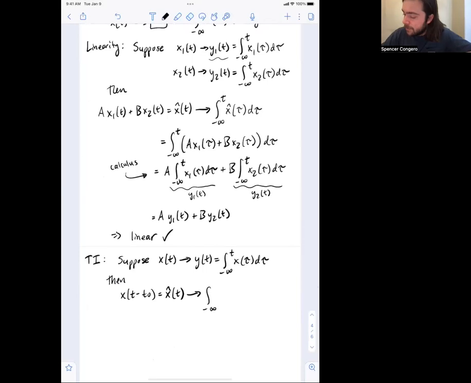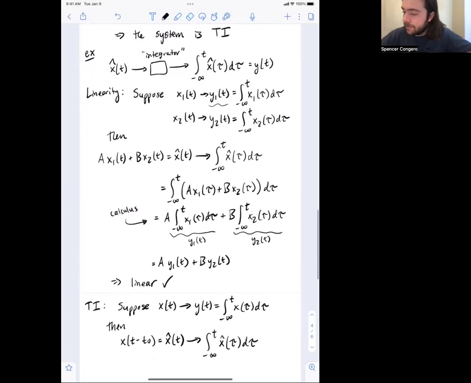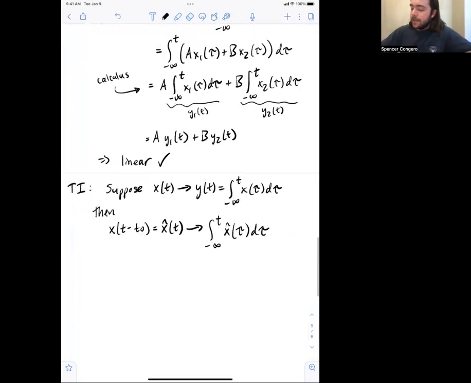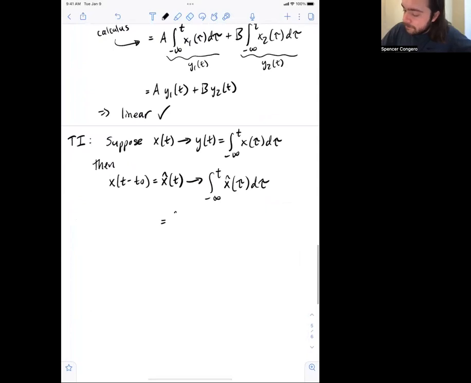I get the integral up to t of x hat of tau d tau. I'm going to erase these hats here. Okay, and now I want to work with this function. So I'm going to plug in for what x hat of tau is. So I'm putting tau into this argument. So everywhere I see that t, I want to put tau. So I'm going to get x of tau minus t naught d tau. Okay, so that is my output.